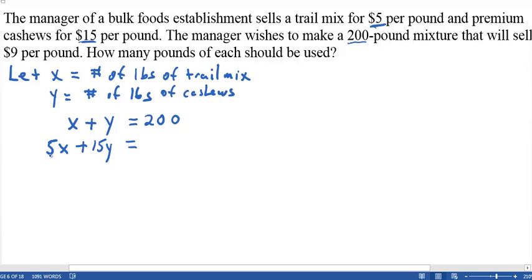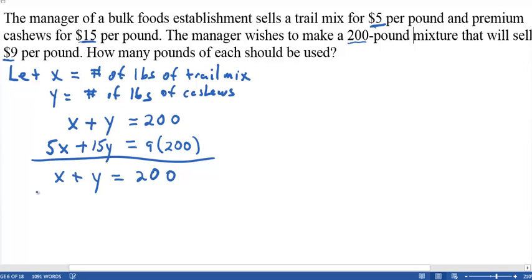Now notice, here we have dollar amount times the number of pounds plus dollar amount times the number of pounds will equal the dollar amount, in this case selling it for $9 per pound, times the total number of pounds, which we do know in this case, which is 200. So now we've created a system of equations. So we're going to solve x plus y equals 200, 5x plus 15y equals 9 times 200, which is 1800.